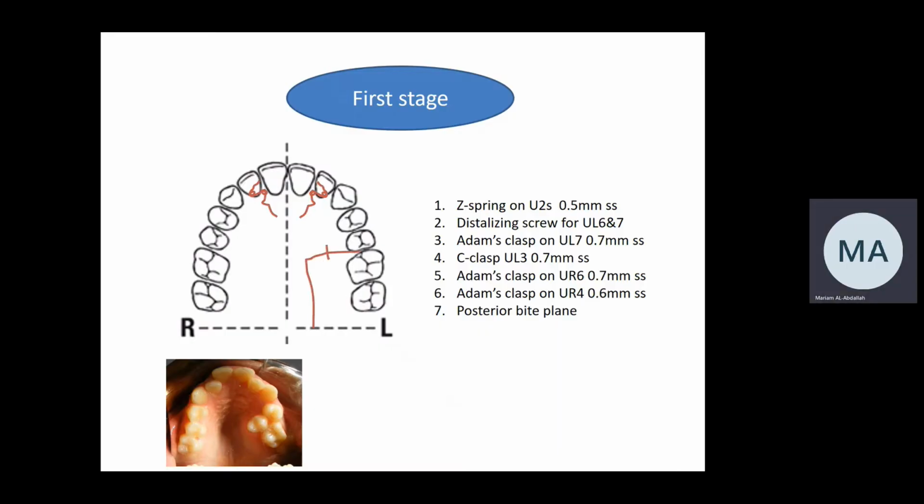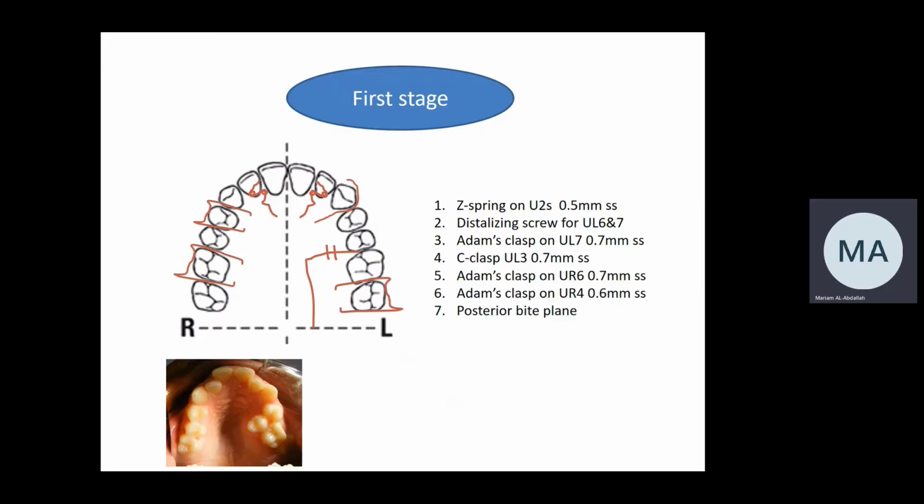So Z-spring, expansion screw, retentive components on the 7 on the left side, 0.7 millimeter stainless steel wire, on the right side, on the 6, 0.7 millimeter stainless steel wire, C-clasp. As you can see, there is a little bit of space between the 3 and the 4, so I can use a C-clasp on the 3, 0.7 millimeter stainless steel wire, and Adams on the upper left 4, 0.6 millimeter stainless steel wire.